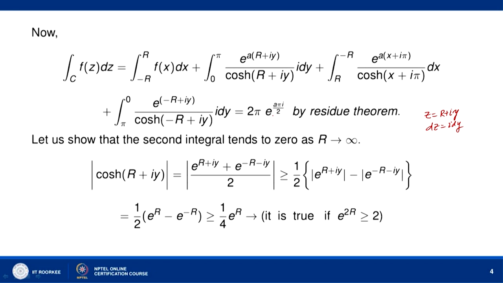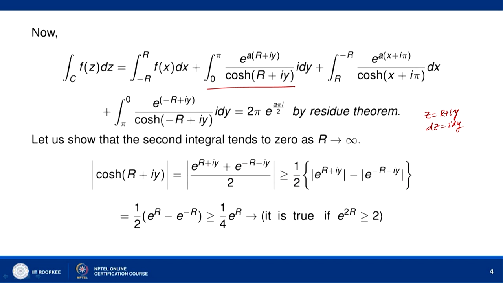Okay. Now, let us show that the second integral on the right side, this one, tends to 0 as r goes to infinity. So first let us take a lower bound for cosh(r+iy). So the modulus of cosh(r+iy) is the modulus of e^(r+iy) plus e^(-r-iy) divided by 2, and mod of z1 plus z2 is greater than or equal to mod z1 minus mod z2.